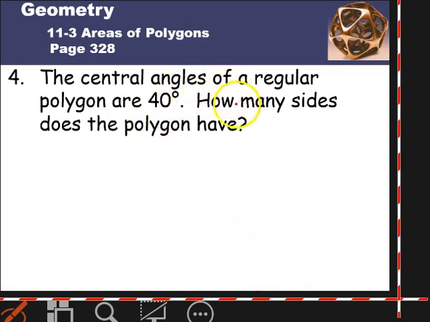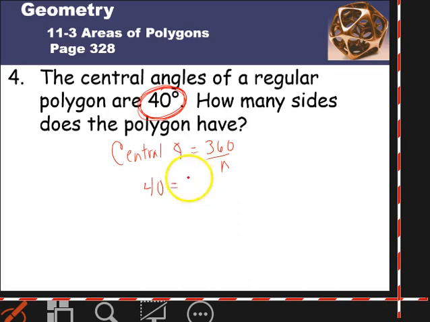The central angles of a regular polygon are 40. How many sides does the polygon have? So we're going to have to work backwards. We still know the formula for a central angle. It is 360 divided by n. But this time I know what the measure of the central angle is. It's 40. So I'm going to replace the central angle here with 40. And that equals 360 divided by n.